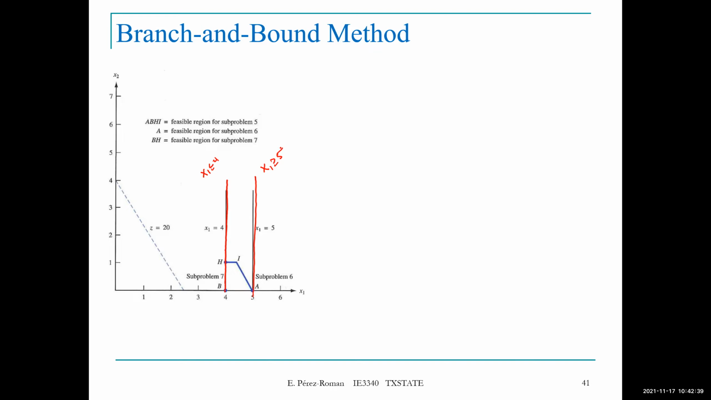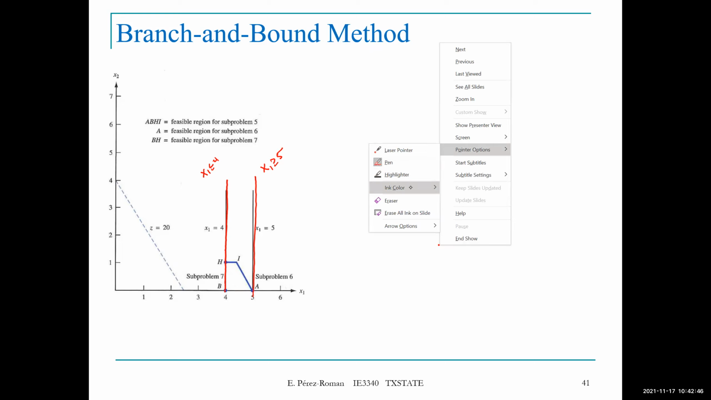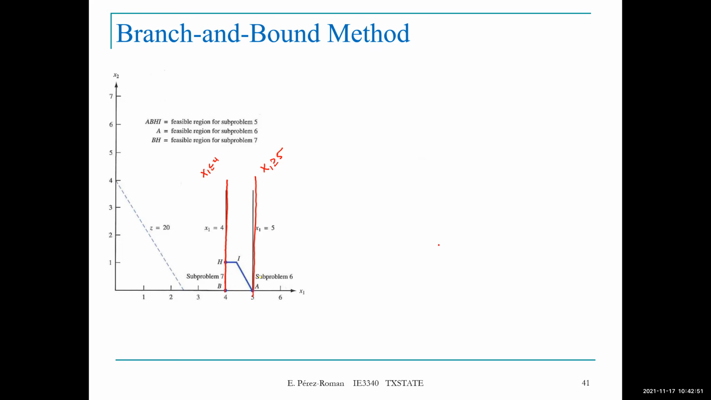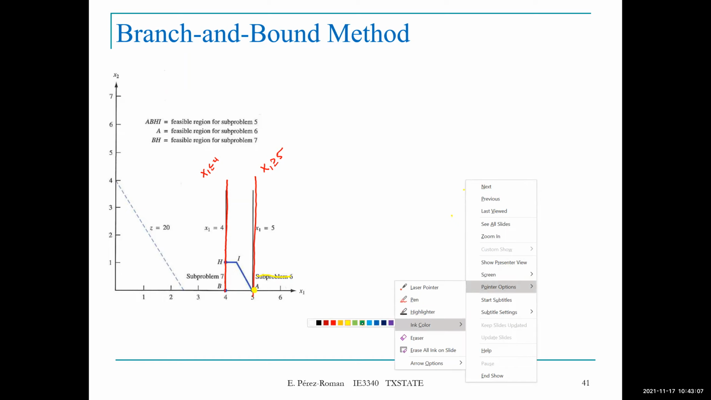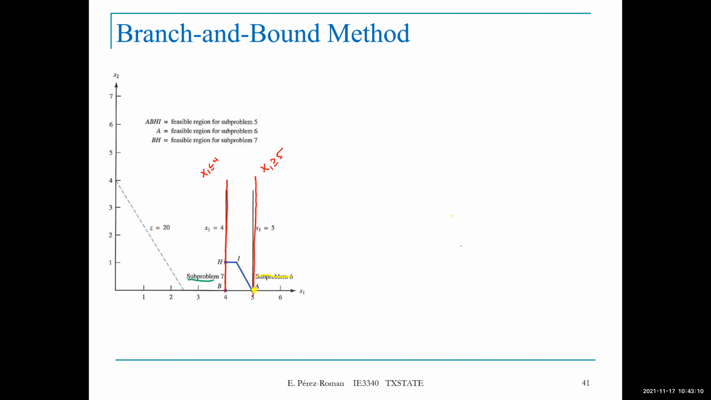And as you can see now, the feasible region for these new subproblems 6 and 7 are the following. So for subproblem 6, the feasible region will be just this point. For subproblem 7, the feasible region will be just this line.